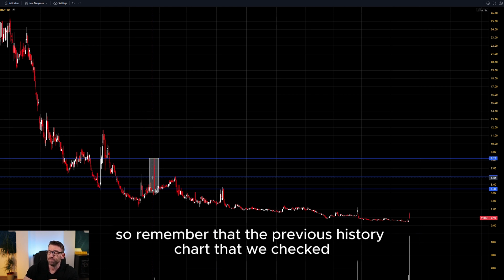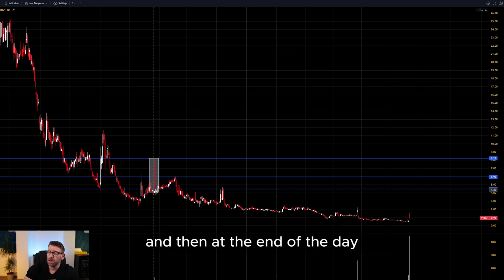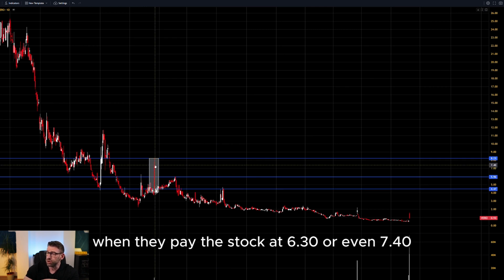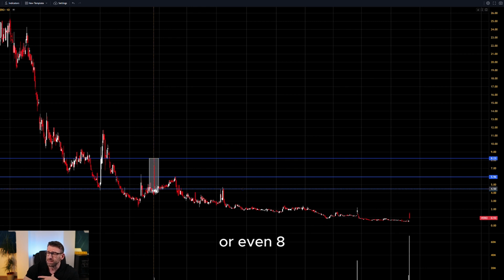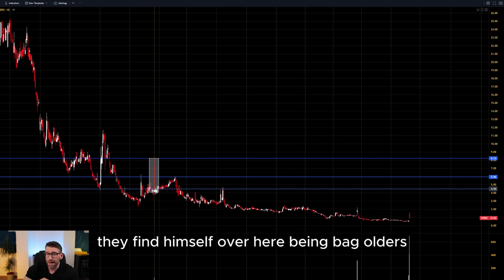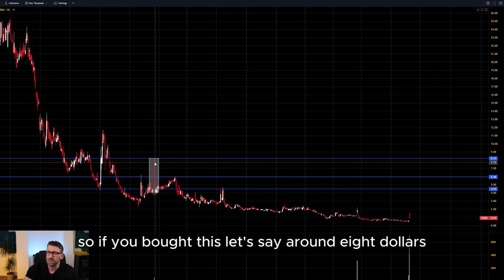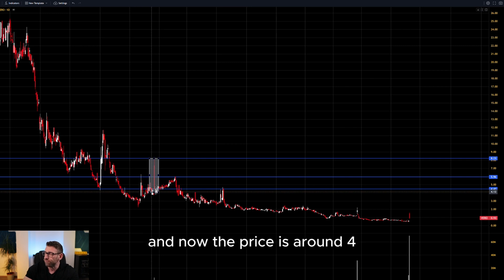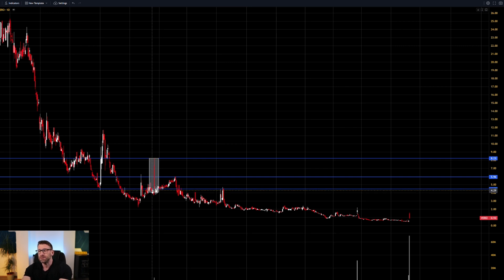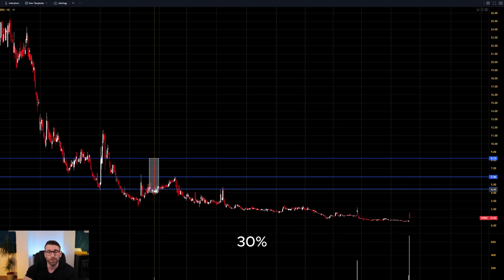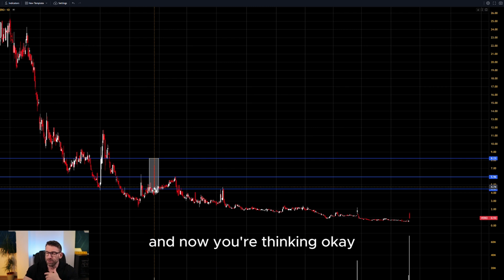So remember the previous history chart we checked. And then at the end of the day, they're holding this. When they buy the stock at 6:30 or even 7:40 or even 8, they find themselves over here being bag holders, because now the price is around $4.50. So if you bought this, let's say around $8, and now the price is around $4, you lost 50%. But still, who bought over here at $6 lost something like 25, 30%. And now you're thinking, okay, I hope the stock will go back up.